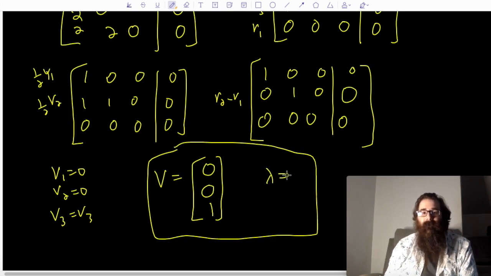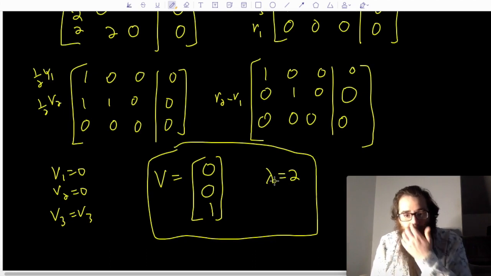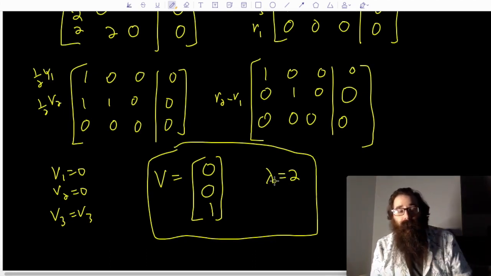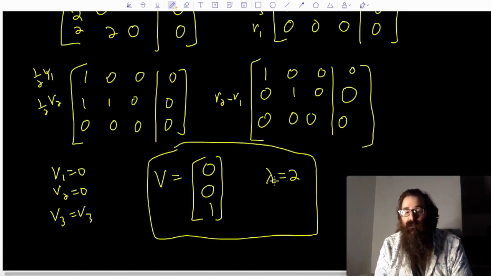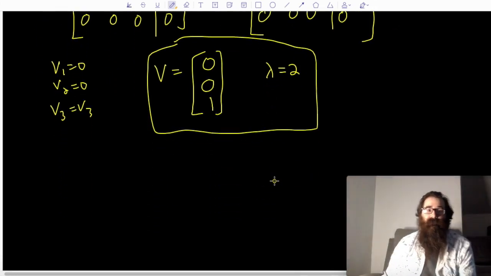There's a problem though, right? How many vectors did I need? I needed 3 vectors. This gave me 1 vector. I'm short by 2 vectors, so there's no way that I can diagonalize here. So I'm not going to be able to do this. So we can make a comment.